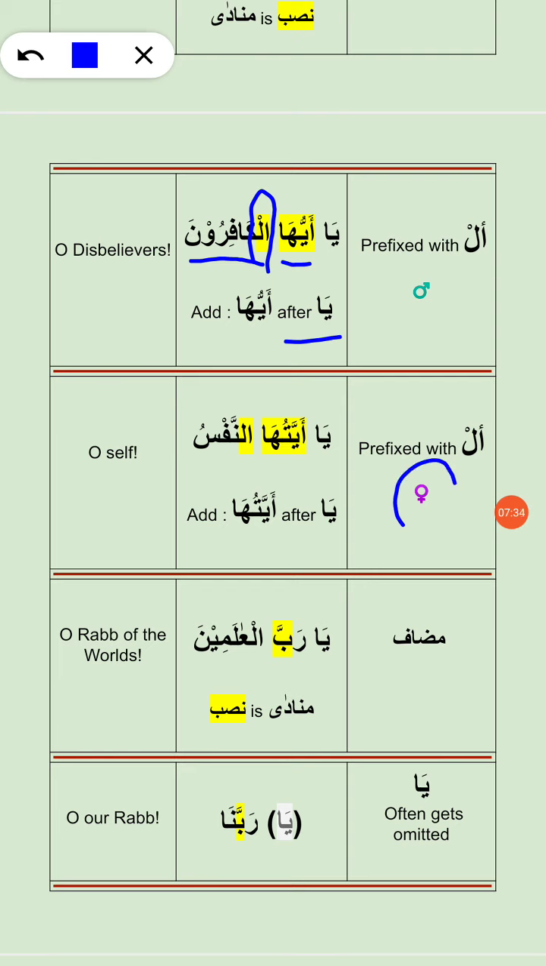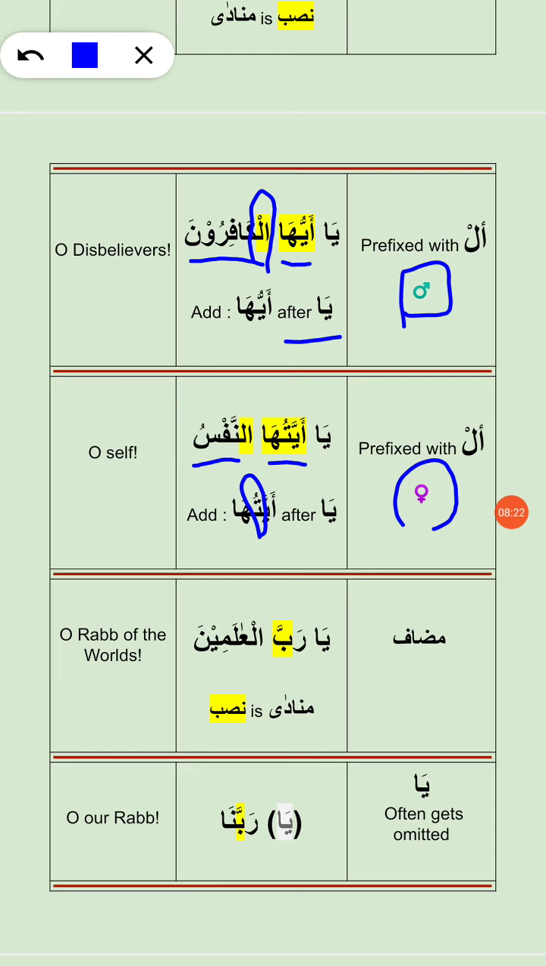What about if it is a feminine noun? Then you simply add this ta in ayyuha, so it becomes ayyatuha. Okay, grammatically the word nafs is feminine, so you're going to say ya ayyatuha, all right, and not ayyuha. Okay, so ayyuha is for masculine munada that have been prefixed with al, and ayyatuha is used for the munada that gets prefixed with al, and it is grammatically feminine. Okay, so ya ayyatuhan nafsu, o self.